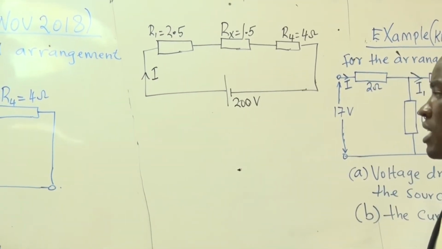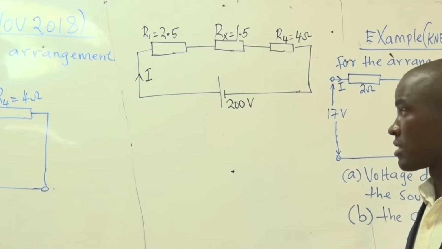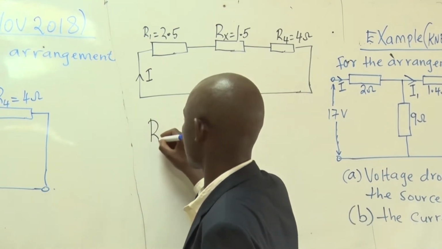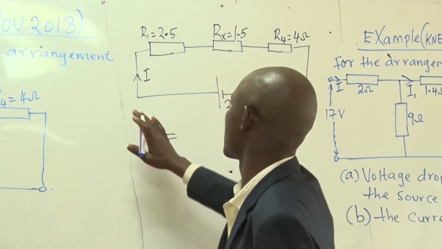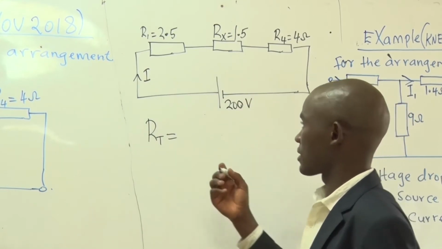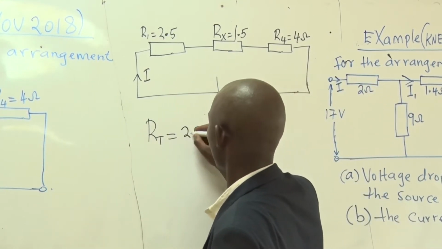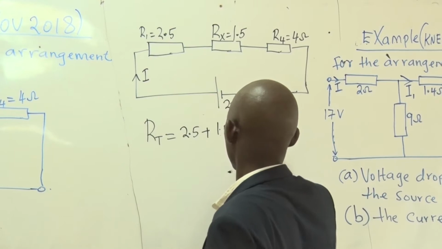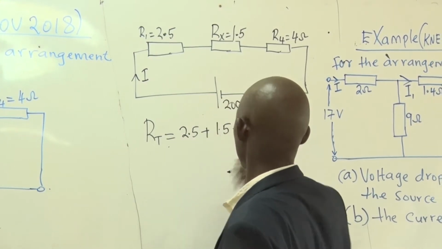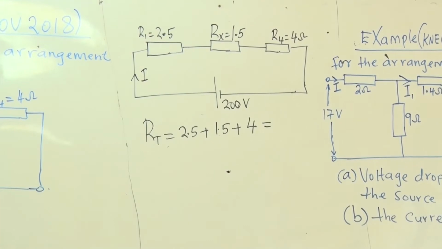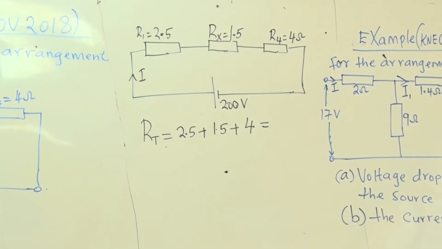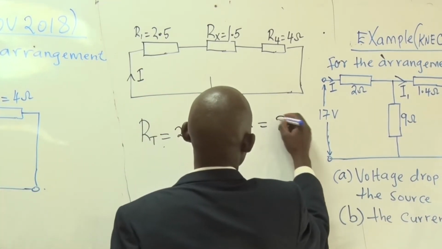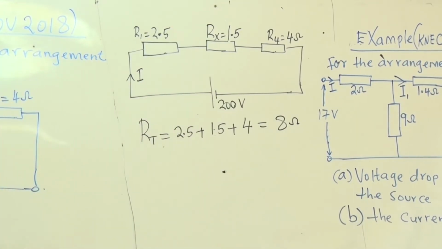Now, we have to use the concept of combining resistors in series. How do we find the equivalent resistance of resistors connected in series? The total resistance for resistors connected in series will be the sum of all the resistors connected in that circuit, which will be equal to 2.5 plus 1.5 plus 4. If you sum up the three resistors, you will get 8 ohms as the total resistance.